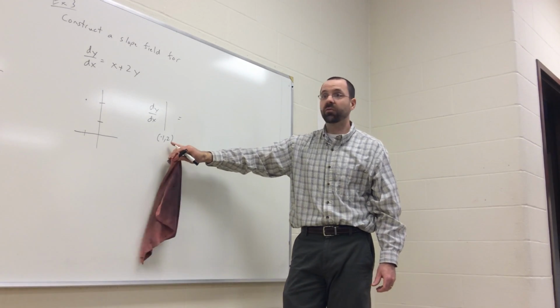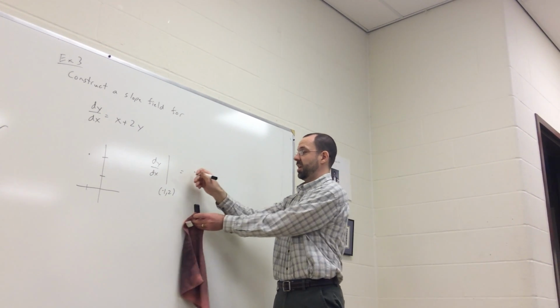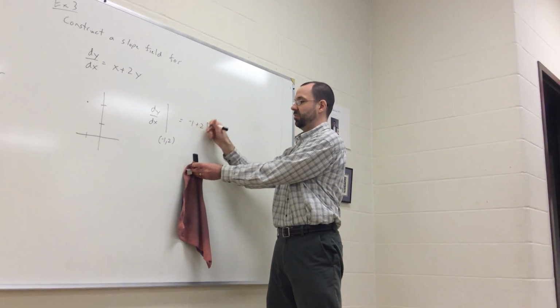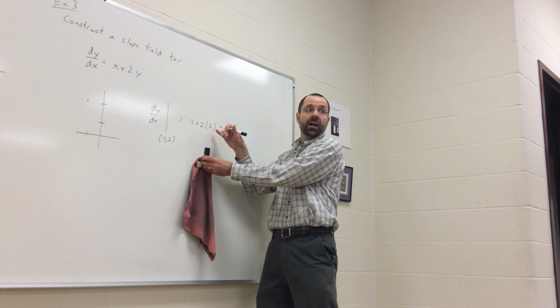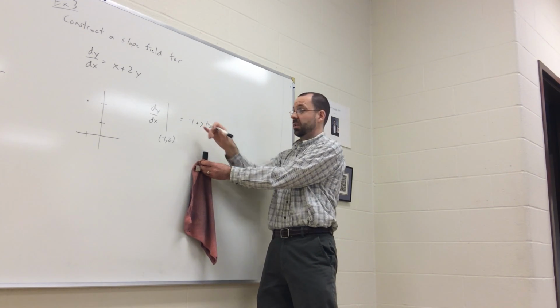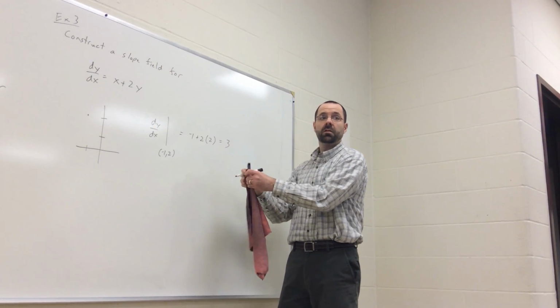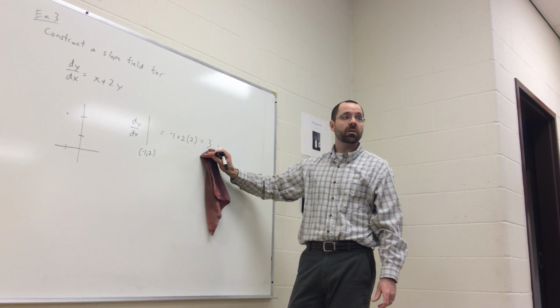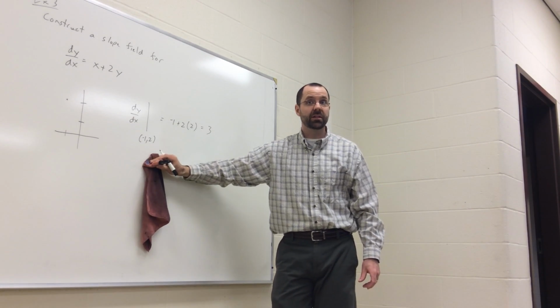So I'm just plugging -1, 2 into that formula. That would be -1 plus 2 times 2. I just put a -1 in for x and a 2 in for y. 2 times 2 is 4. -1 plus 4 is 3. So that means that the slope at that point is 3.